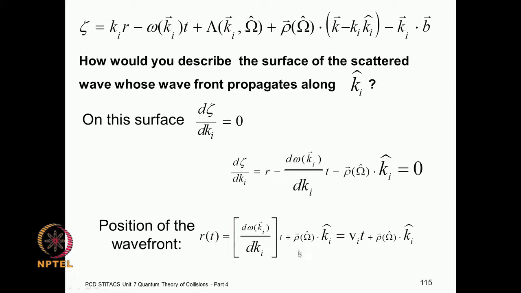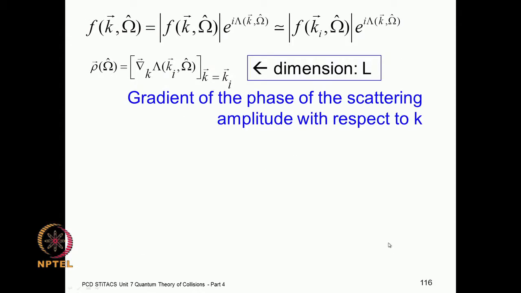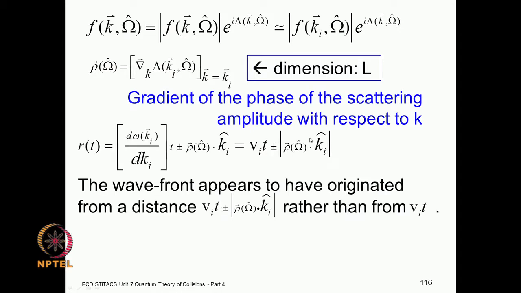And we find that it travels at a group velocity, and then it seems to have originated from a slightly different point. There is that displacement vector. So, essentially the displacement is in terms of the gradient of the phase of the scattering amplitude with respect to k, and the wavefront would appear to have originated because of the phase shift. It would appear as if the wavefront has originated, if there is a delay, from a point behind what you thought is the source, or from a point which is ahead of what you believe is the source. So, from one of the two, depending on whether the wavefront has advanced or retarded by the collision process.